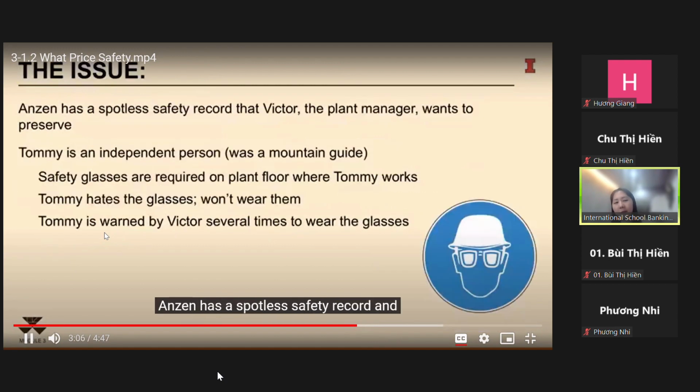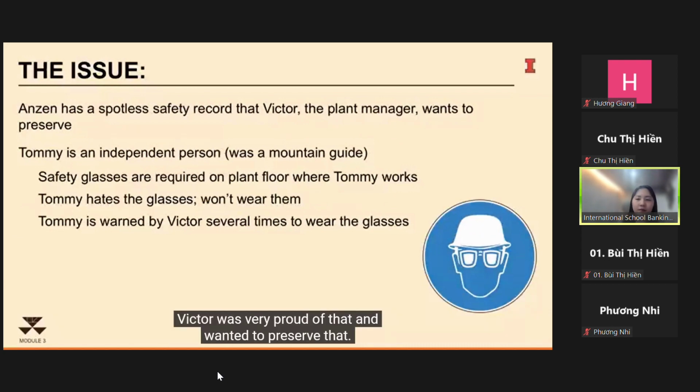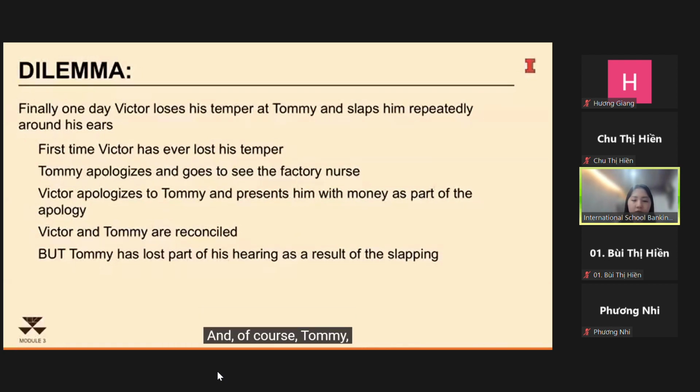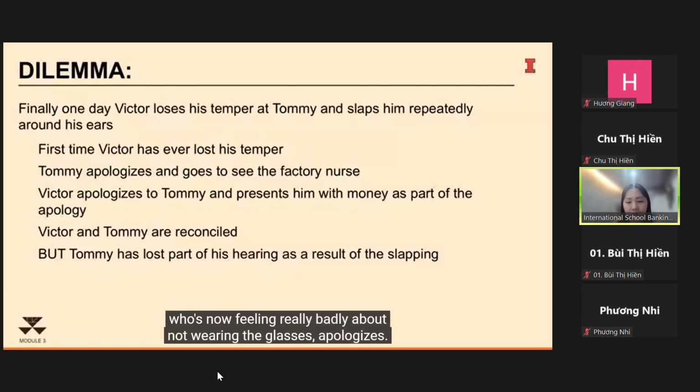Anzen has a spotless safety record, and Victor was very proud of that and wanted to preserve it. But Tommy was kind of an independent worker. He'd been a mountain guide, and he thought for himself. Unlike other people in Nembu, he didn't understand duty and obedience to authority. At this plant, safety glasses were required because part of the plant floor was rather dangerous. Tommy hated safety glasses and simply wouldn't wear them. Tommy was warned, I don't know how many times, please wear your safety glasses, you know that's the rule. Finally, Victor got really fed up with Tommy, lost his temper, and slapped him around his ears. This was the first time Victor had ever lost his temper. He was a terrific manager otherwise. And of course, Tommy, who's now feeling really badly about not wearing the glasses, apologizes.